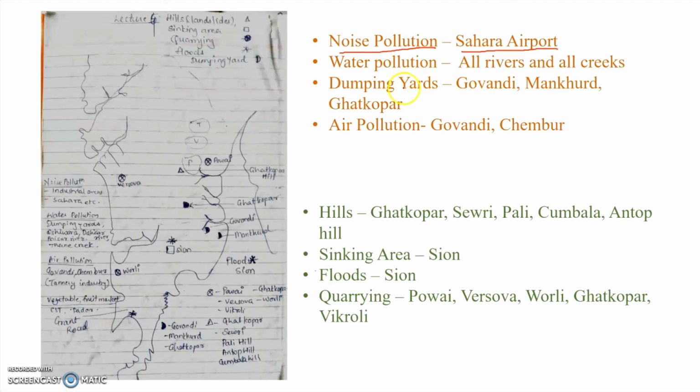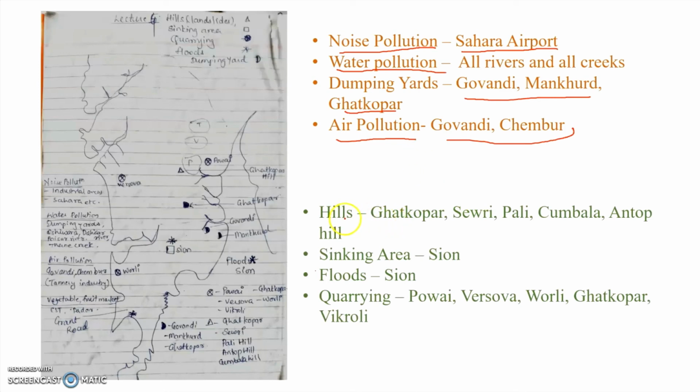of noise pollution. If someone asks you which are the places where there is water pollution, then all the rivers and all the creeks, unfortunately in Mumbai, are now polluted. Where are the dumping grounds? Just remember, or just learn by heart the names: Govandi, Mankhurd and Ghatkopar. And you know Harbour Railway Line, you know where Ghatkopar is. Places of air pollution: Govandi and Chembur. You all know the locations of these stations now. So if these types of questions are asked in the examination, you all will be able to solve them without solving this map, because you already know all the locations.